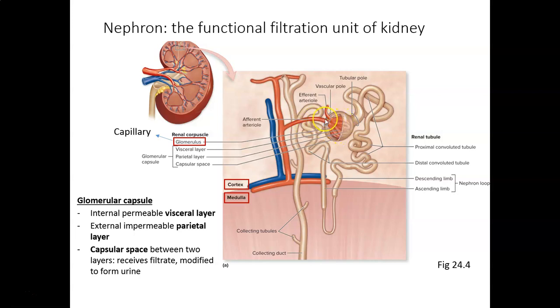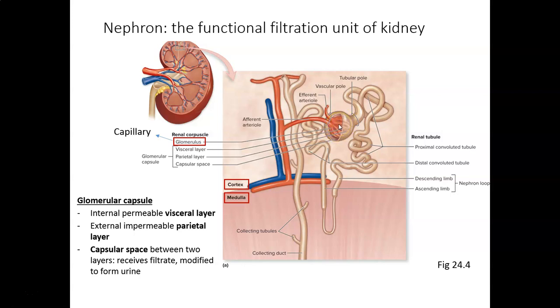I think the best way I can think of to describe this is, imagine in your left hand you're holding a baseball. Your hand is the arterioles. Your hand is essentially this vascular pole holding a baseball, and that's the arterioles forming the glomerulus.